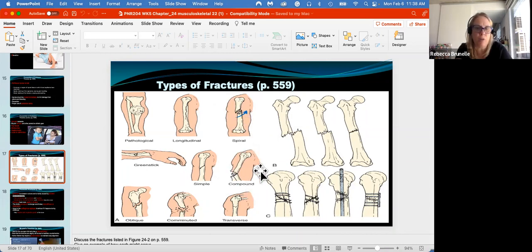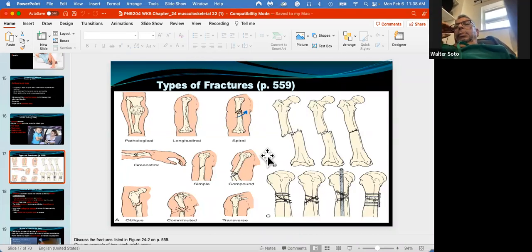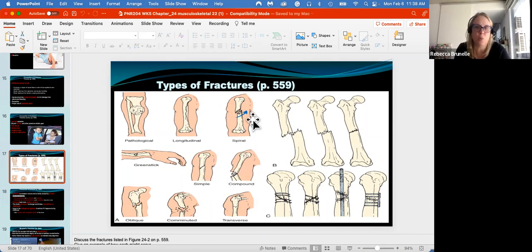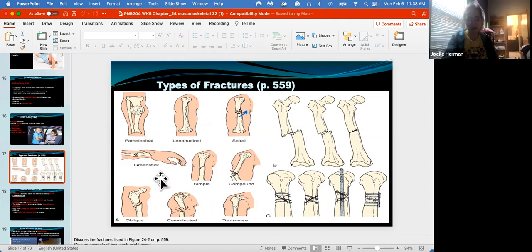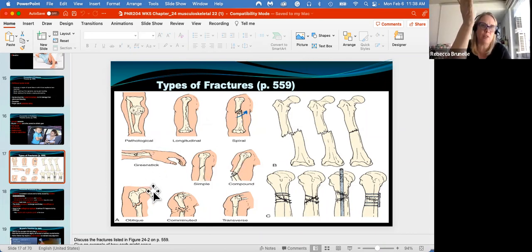And then this compound fracture. What do you think a complication of a compound fracture is? Infection, right? You have this open skin, so you're more likely to get an infection. And this greenstick fracture here, what can you tell me about that type of fracture? It's a bend, not a break. Yes, you can see there's an indentation in the bone, but it doesn't go all the way through the bone. And how about a simple fracture?